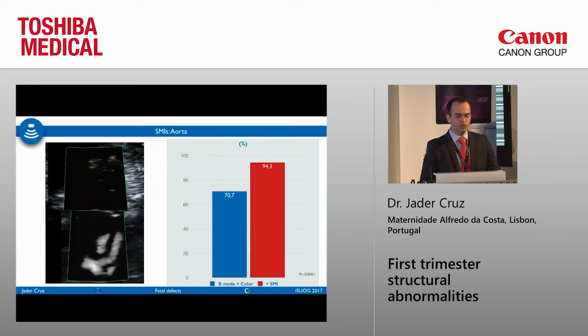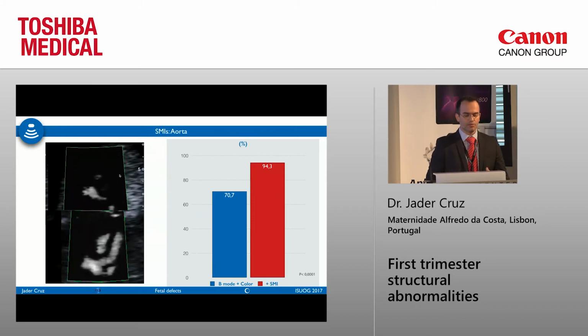The magic comes when you go to the outflow tracts. Looking at the left outflow tract, the aorta, sometimes it's tricky in the first trimester. To have a clear view of the aorta connected to the left ventricle is even more difficult. Without SMI, you do that 70% of the time. With SMI, it increases to about 95% of the time.